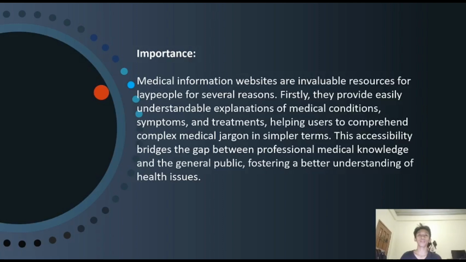Furthermore, medical information websites often include preventive health advice, which helps users adopt a healthier lifestyle and potentially reduce the risk of developing certain conditions. Overall, these websites play a crucial role in enhancing health literacy and promoting public health.